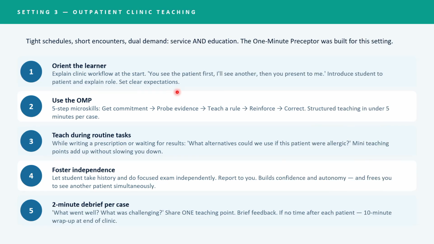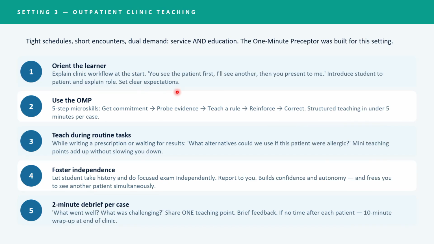We have to orient the learner, explaining the clinical workflow at the start. For example, you see this patient first, I will see another, then you present to me. You have to introduce the student to the patient, explain the role of the student to the patient, and set clear expectations. We have to use the one-minute preceptor model, and I'm going to talk about it.